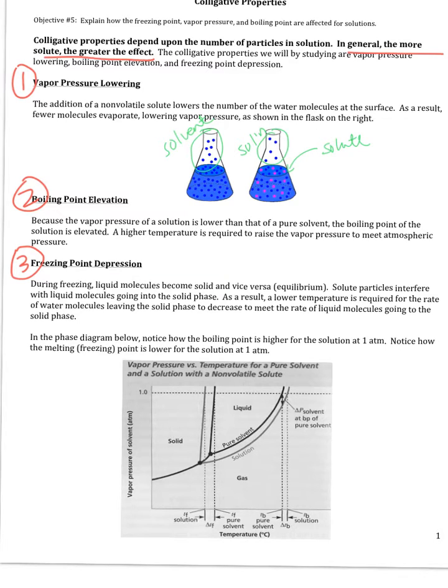And for freezing point depression, all we're going to say is that the solute particles interfere with the liquid molecules going into the solid phase. If you remember, a solid has very organized particles, and a liquid is not very organized. So when going from a liquid to a solid, the particles have to get more organized. Solute particles interfere with that. So we're going to see a lower freezing point.